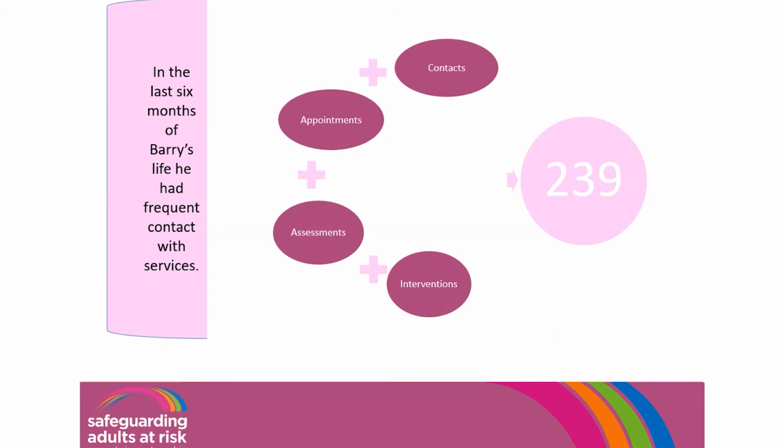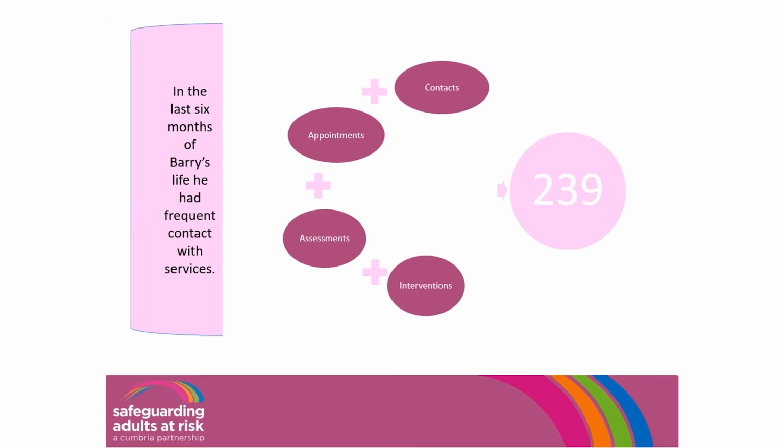And again, just another visual for the contacts within that time. So the 239 makes up a total of contacts, appointments, assessments and interventions over a 6-month period. Whereas the timeline started from when Barry moved into Cumbria in early 2018, this is actually just for the last 6 months of his life. And as I'm sure you'll appreciate, that's a significant number of contacts.